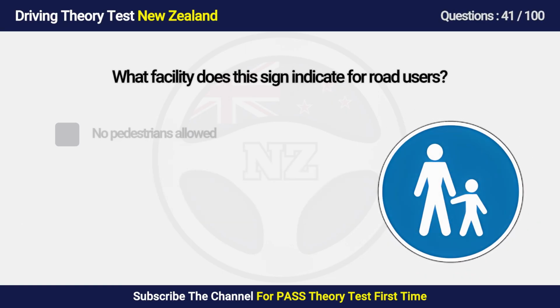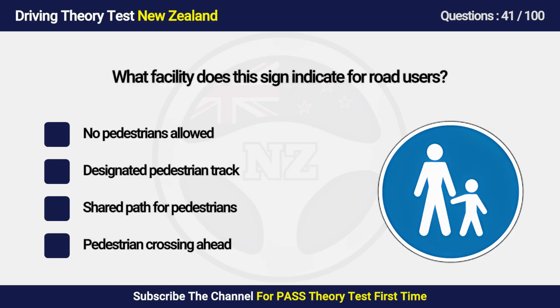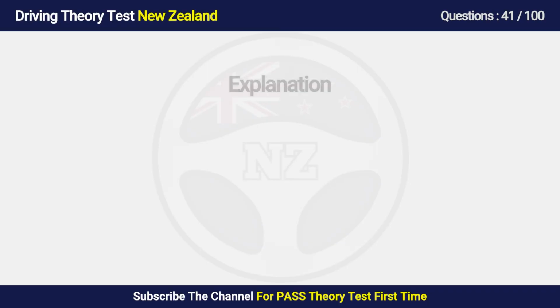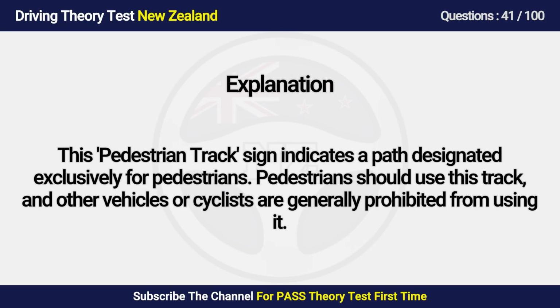Question 41. What facility does this sign indicate for road users? A. No pedestrians allowed. B. Pedestrian track. C. Shared path for pedestrians. D. Pedestrian crossing ahead. Answer is B. Pedestrian track. This pedestrian track sign indicates a path exclusively for pedestrians. Pedestrians should use this track, and other vehicles or cyclists are generally prohibited from using it.